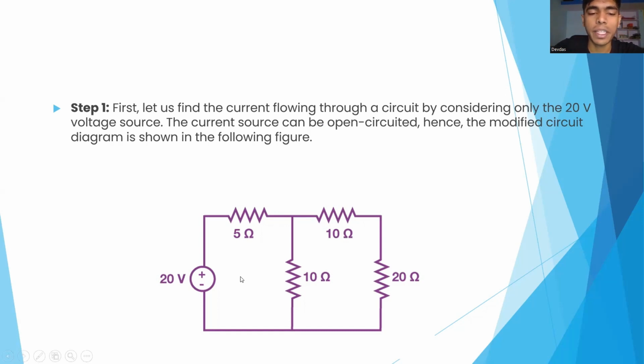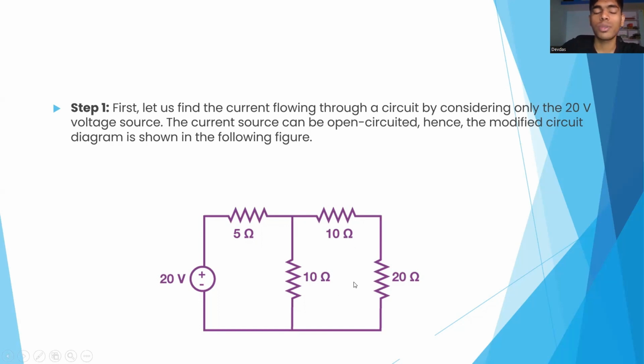Now you can use any medium. As I said, you can use KCL or KVL to find the current flowing through the 20 ohm resistor. If you use KCL, as you can see, you have one node here, and you can use this as the reference node, and using this you can find the current flowing through the resistor. If you use KVL, this is loop one, and this is the other loop. Let's say loop one has a current I1 and loop two has current I2.